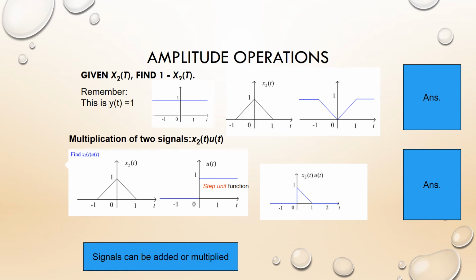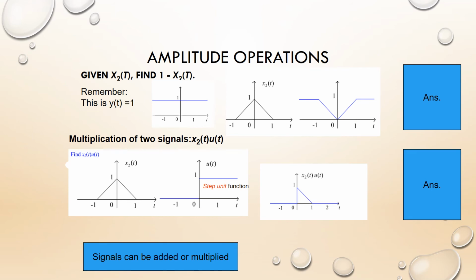So when at minus 1 this is 1, this is 0. Therefore at minus 1 the resultant is 1 minus 0, which is 1. And at 0, when this is 1, this is also 1, so 1 minus 1 is 0. That means from minus 1 to 0, it is coming down from 1 to 0.